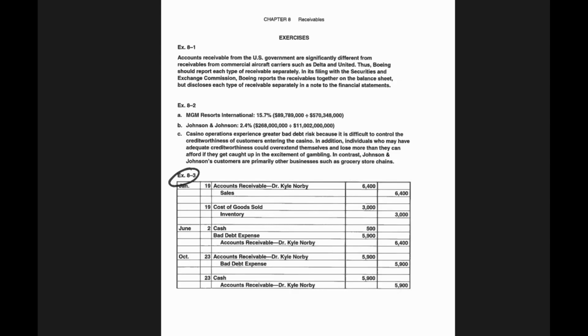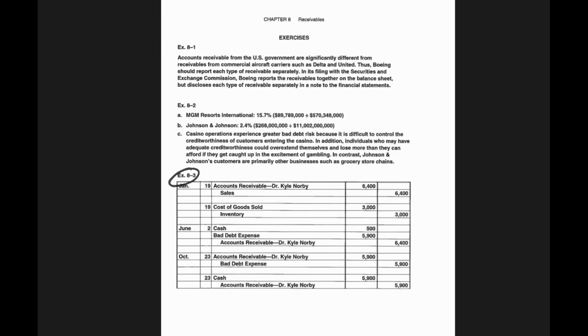Okay, we're in Chapter 8 on receivables. The first exercise is number 3, and it reads entries for uncollectible accounts using the direct write-off method. So direct write-off, straight to expense. Journalize the following transaction in the accounts of Canyon using the direct write-off method.